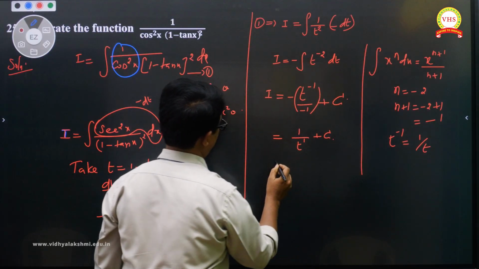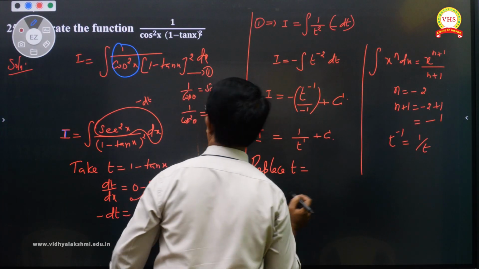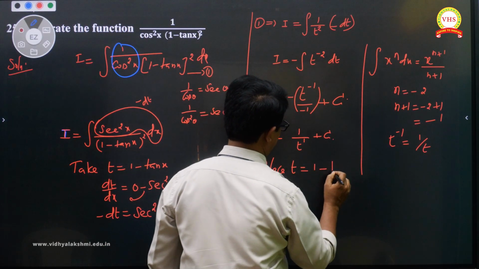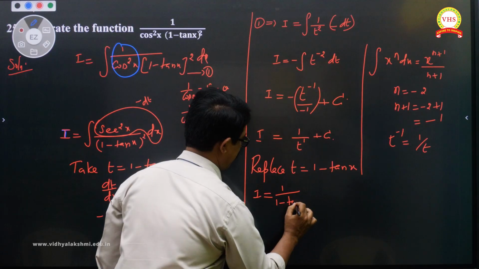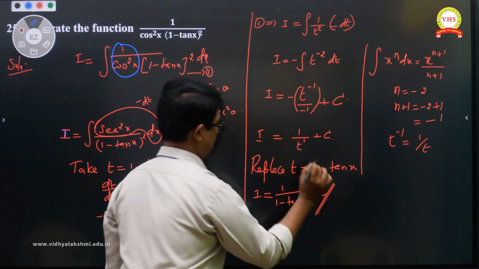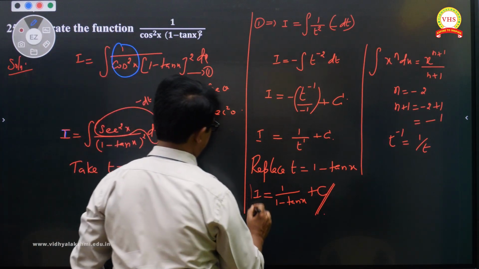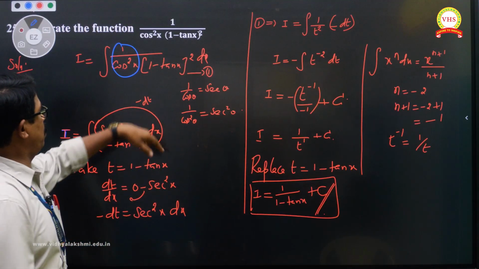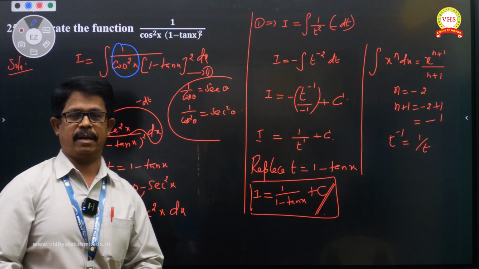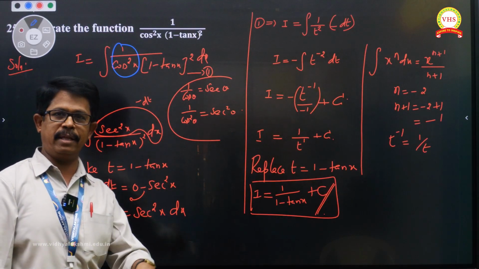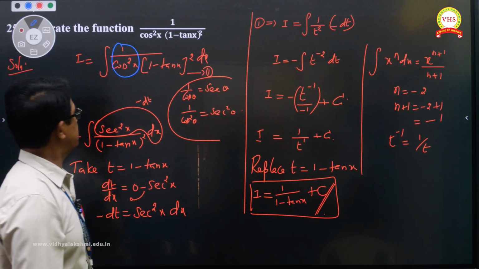Now finally, what is the answer? I equal to, replace what value? t equal to 1 minus tan x, which we assigned here. I equal to 1 by 1 minus tan x plus c. This is the integration of the given function. Students, any doubt? So be careful: when both functions exist only in the denominator, we can adjust some identity. Can we move on?